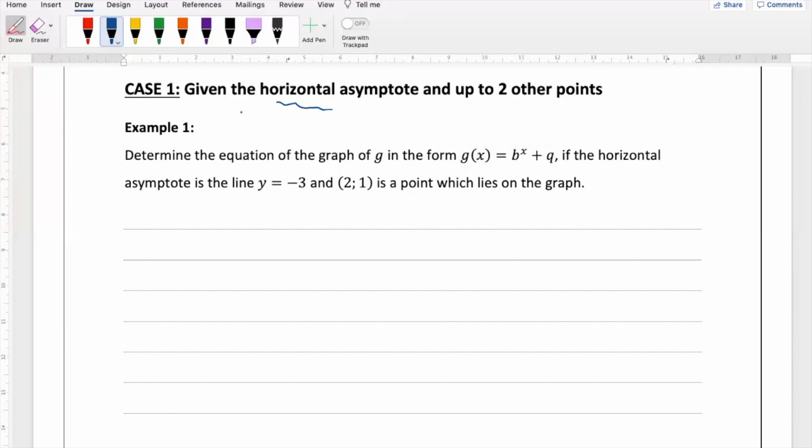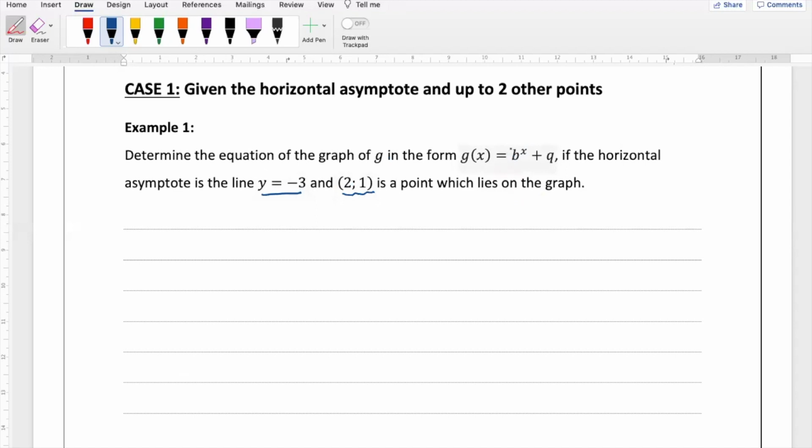Alrighty, so let's get started with example 1. It says, determine the equation of the graph g in the form g(x) equals b to the power of x plus q if the horizontal asymptote is the line y equals -3 and (2, 1) is a point which lies on the graph. The very first thing I want you to notice is that we were only given 2 pieces of information. Look very carefully.